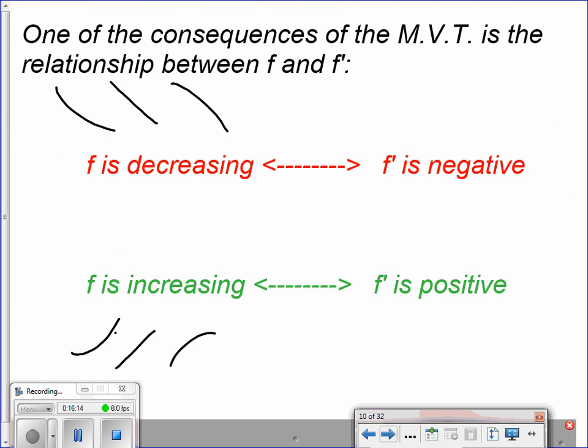So the big conclusion out of this is that whenever a function's decreasing, and it doesn't matter if it's concave up, linear, or concave down, what do we know about its derivative? It's going to have to be negative, right? The slope of the tangent is going to be negative. And if a function's increasing, whether it's concave up, linear, or concave down, what do we know about the slope of the tangent? Positive.